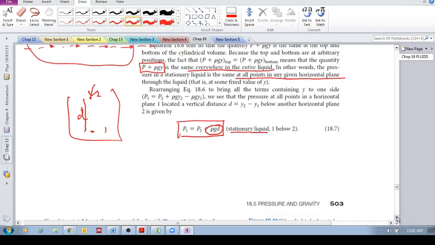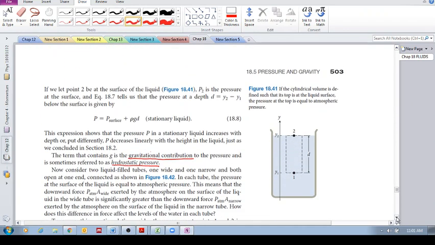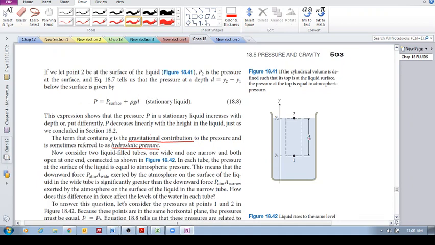Now, how we can further apply this is by assuming that point 2 is on the surface. So if we know the atmospheric pressure, then for the pressure at any depth in this liquid, not fluid, because fluid includes a gas, so I'm talking about an incompressible liquid, all we need to do is compute rho g d, and then we know the pressure at this point.